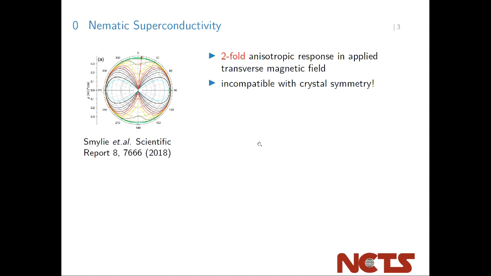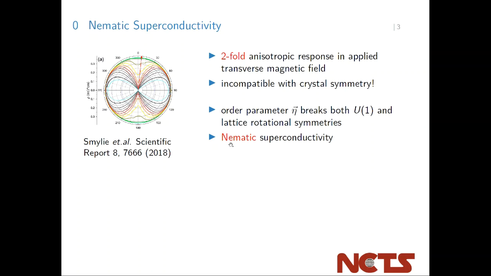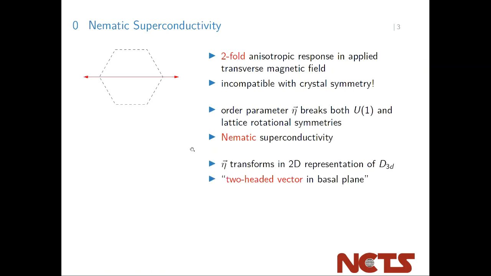So it is very tempting to identify this as a case of nematic superconductivity, where the superconducting order parameter eta breaks both the U(1) gauge symmetry and the lattice rotational symmetry at the same time spontaneously. So your eta, the order parameter, gives you a special direction. It behaves like a vector, basically, except that you can't tell one direction from its opposite, because they differ by a negative sign, which is as good as a pi phase shift. So they are equivalent under phase transformation.